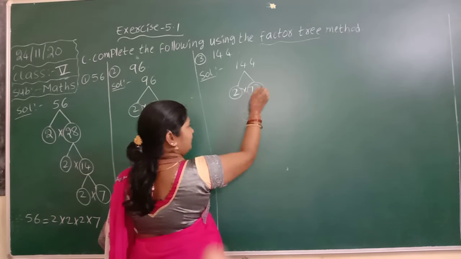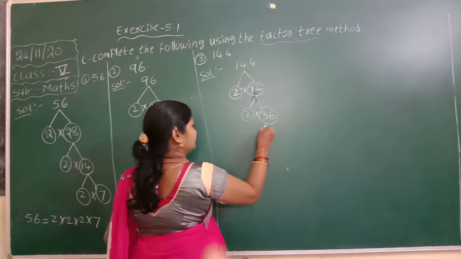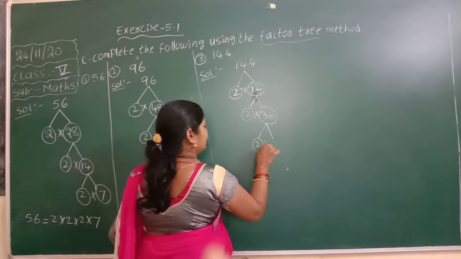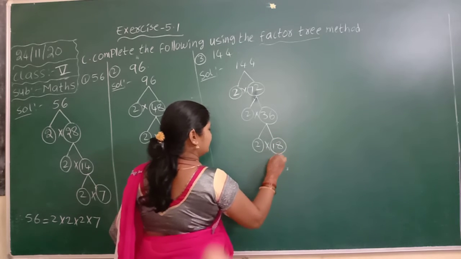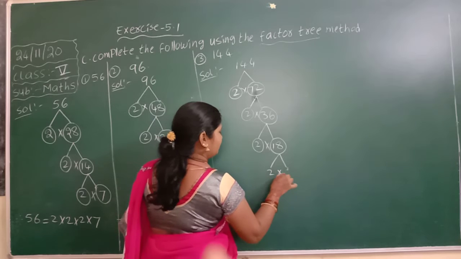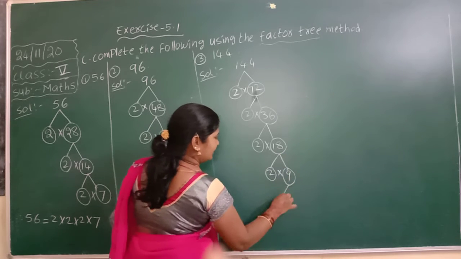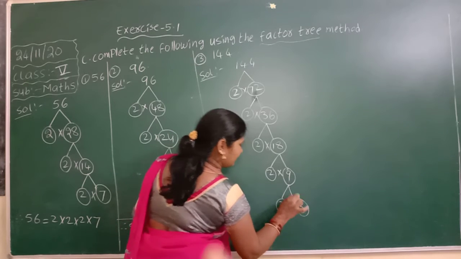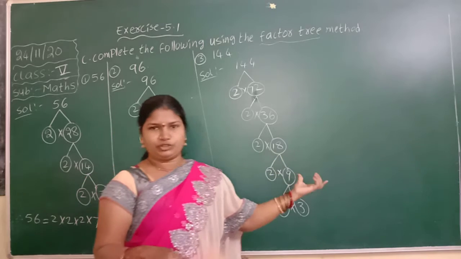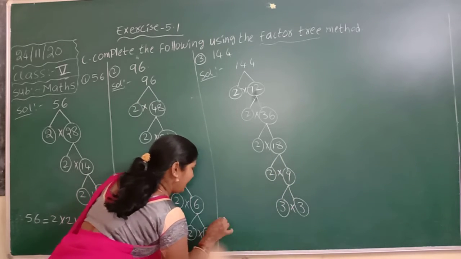2 into 72. 2 3s are 6, 2 6s are 12. And 2 into 2 1s are 2, 2 8s are 16. And this 2 into 9, 2 9s are 18. And 3 into 3. 9 does not come in the 2 table, so I am taking 3 into 3. 3 is also a prime number.